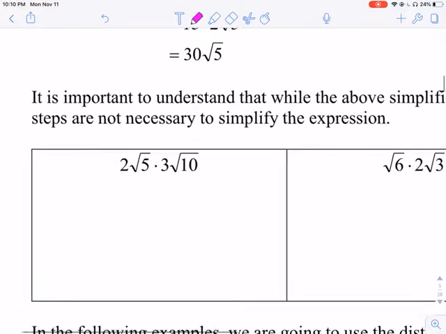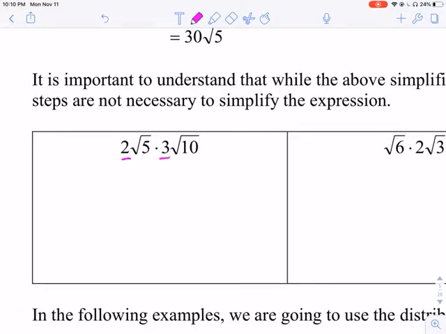So what we're going to do here is outsides with outsides. So 2 times 3 would be 6. Insides with insides would be 5 times 10. One way that you can write it is you can do 5 times 10 like this, and then break down that 10 into 5 and 2. So really what you're saying here, instead of 10, is times 5 times 2. That way you can see, okay, these are a pair. That means that they can go to the outside.